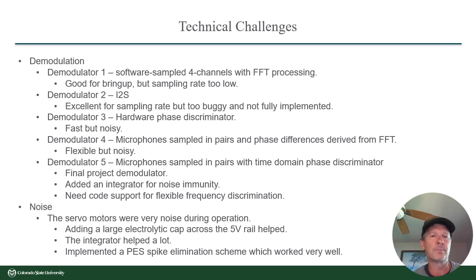Another technical challenge I had with this, as I've mentioned already, is noise. These servo motors are very noisy during operation. I added a large electrolytic cap across the 5-volt rail, and that helped. The integrator helped a lot, and I implemented a spike elimination at the end, which worked very well, and I got everything working just fine.